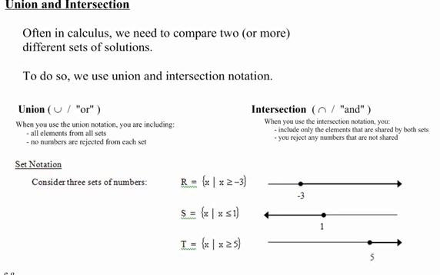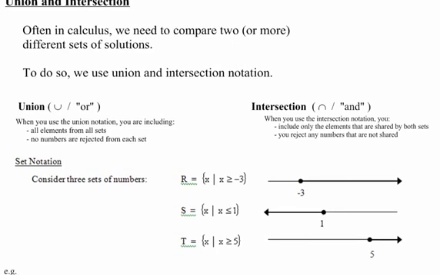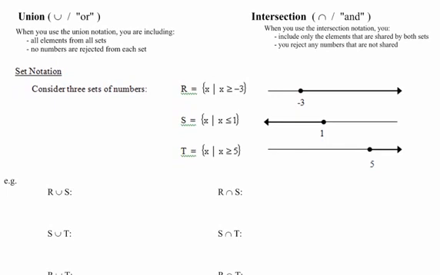Okay, so unions and intersections. Often in calculus we need to compare two or more different sets of solutions, so we use union and intersection. Union is basically the union of two solutions, bringing them together. Union is an or situation. It's this or that. It includes both. Intersection is where's the overlap, the overlap of our two solutions.